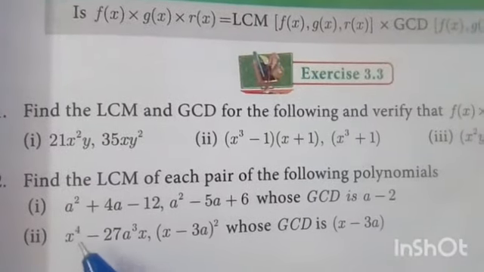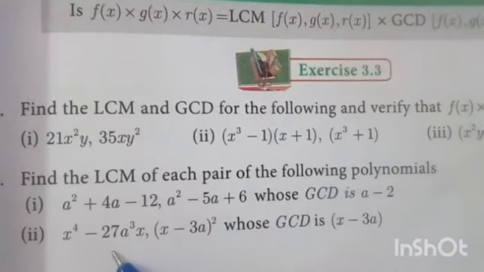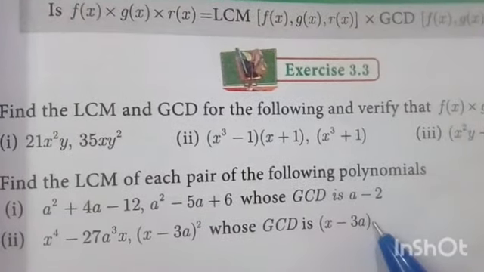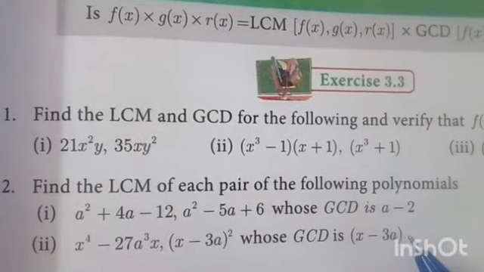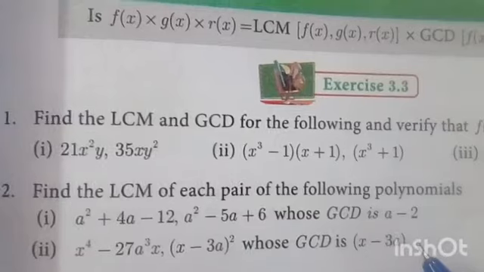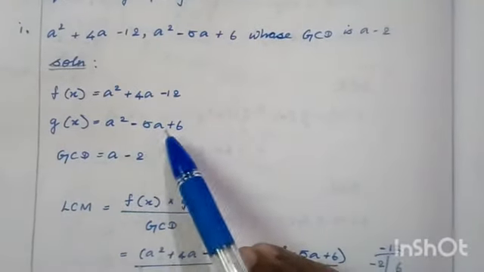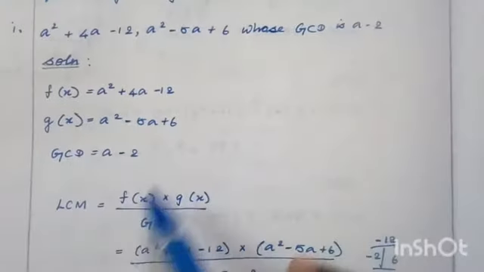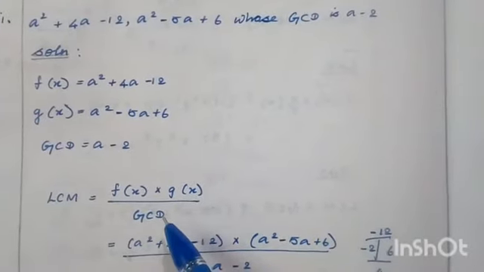In the second problem also, x power 4 minus 27 a cube x is f of x, and g of x is (x minus 3a) whole square, and the GCD is x minus 3a. We have to find the LCM. The formula is f of x into g of x by GCD is equal to LCM. For the first problem, first write f of x and g of x, then the GCD. Now write the LCM formula: f of x into g of x by GCD.